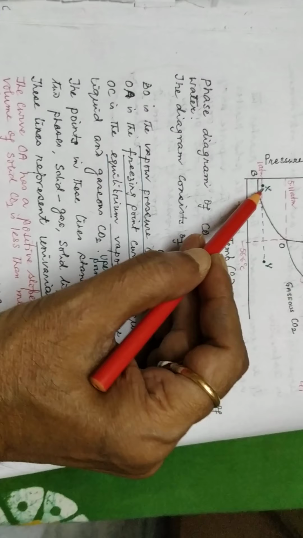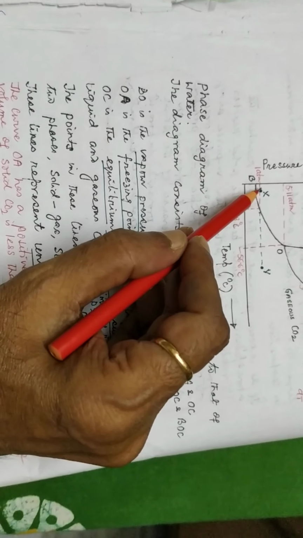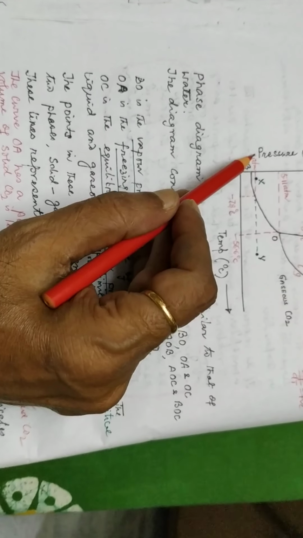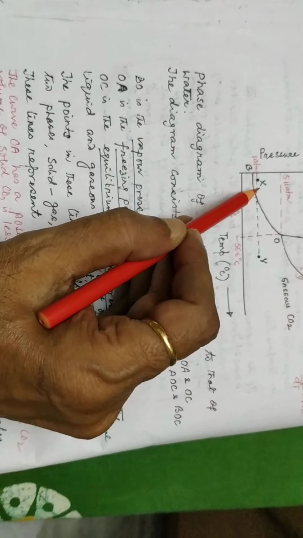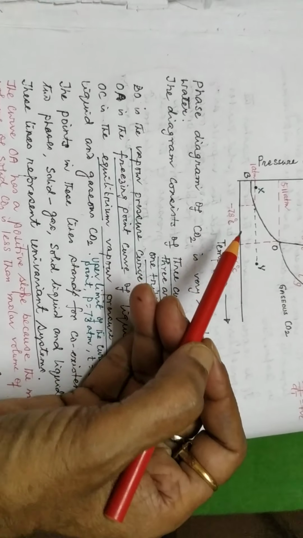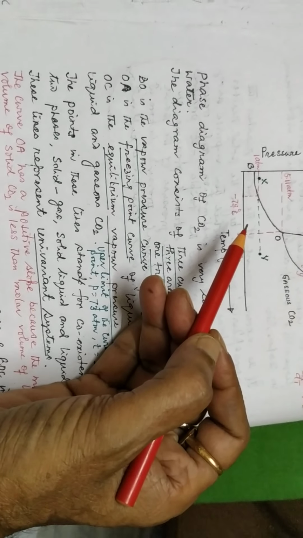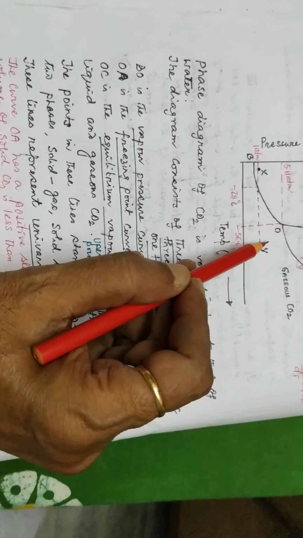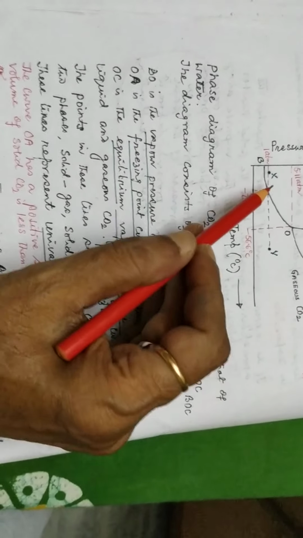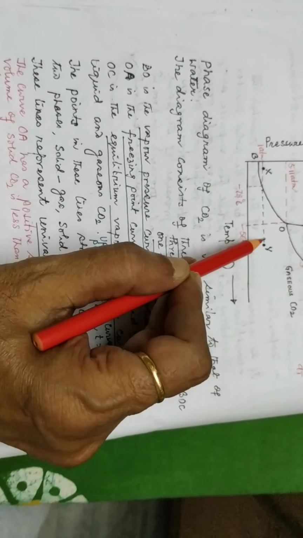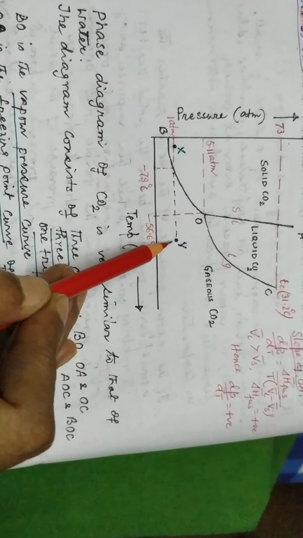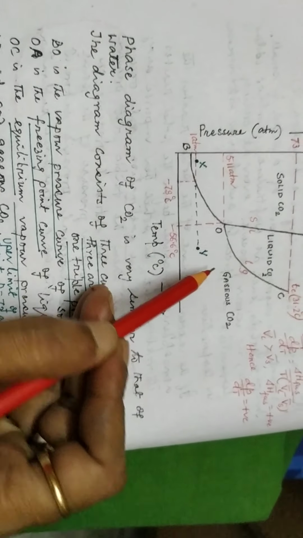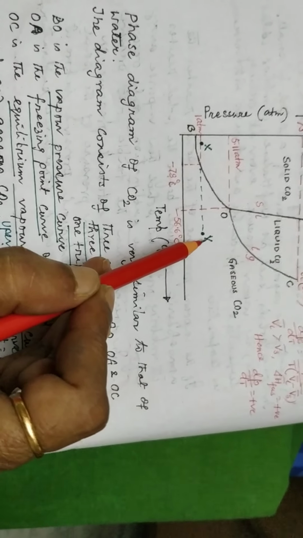X, where the pressure is 1 atmosphere. Okay? Now, if at a constant pressure of 1 atmosphere, we increase the temperature along XY, the solid carbon dioxide will go to gaseous carbon dioxide without passing through the liquid state. We may say that there will be sublimation.